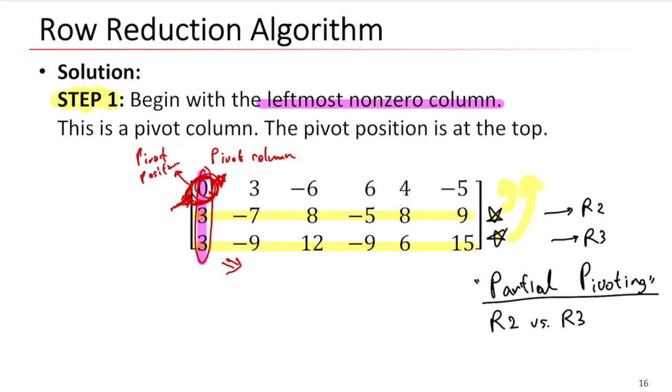Anyway, we can solve this linear system using any rows, like R2, R3, right? But in the computer, they use some kind of method to solve this linear system. Let's say they use the row reduction algorithm.